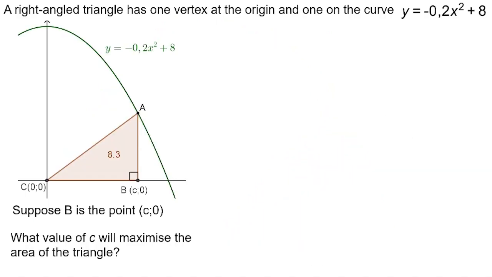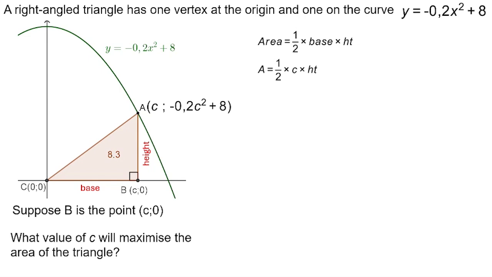The question says, suppose B is the point C,0. What value of C will maximize the area of the rectangle? Well, of the triangle, sorry. We know that the area of a triangle is half base times height. So there's the base and there's the height. So in fact, it's going to be half times C times height. Again, we've got a problem because we've got two variables. What we need to know is, what is the height of that triangle?